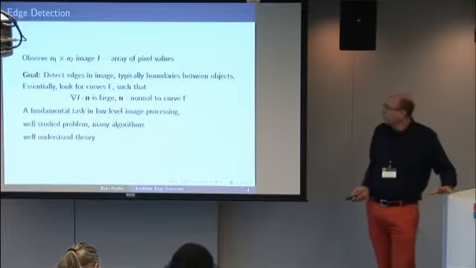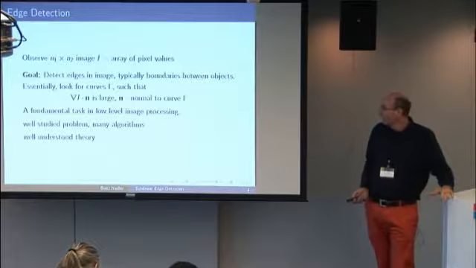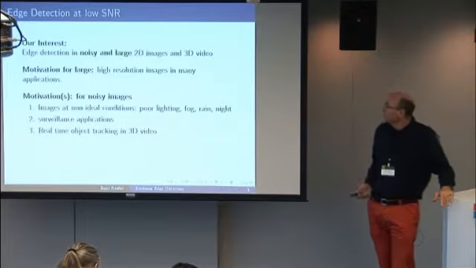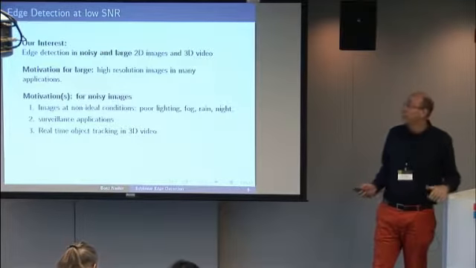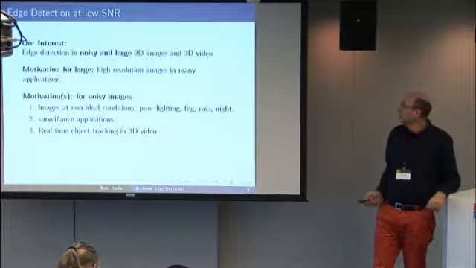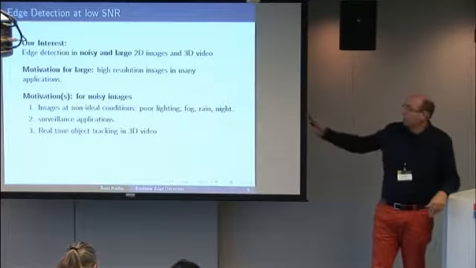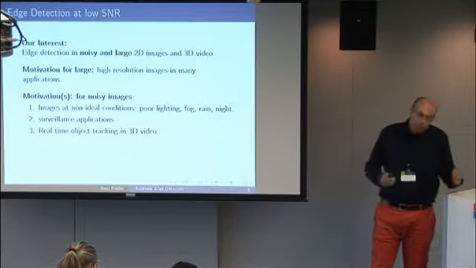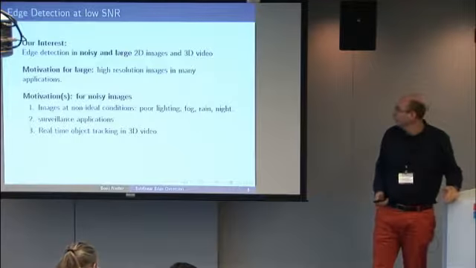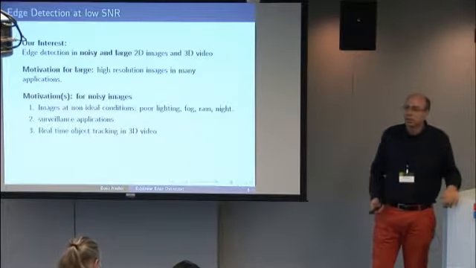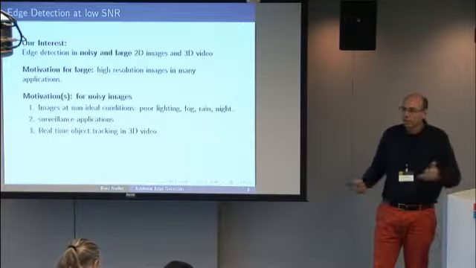It's a well-studied problem. There are tens or even more different algorithms and a well-understood theory. Our interest was detecting edges in noisy and large 2D images or even 3D video. You can think about tracking. And motivation for large is clear. We just have larger and larger or better and better high-resolution cameras. So you can easily get images of size 1,000 by 1,000 pixels. But actually, there are also surveys, especially satellite ones, where you have images of sizes of 40,000 by 40,000 pixels and more.